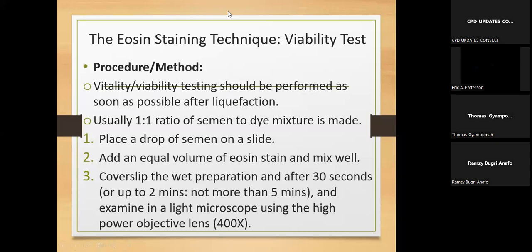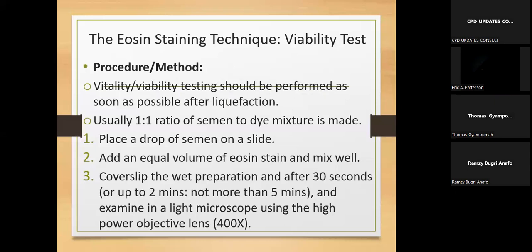What is our dye here? I hope you are not sleeping. Eosin. The dye is what? Eosin. Yeah, great. So that is the 0.5% reagent stain that you have prepared.